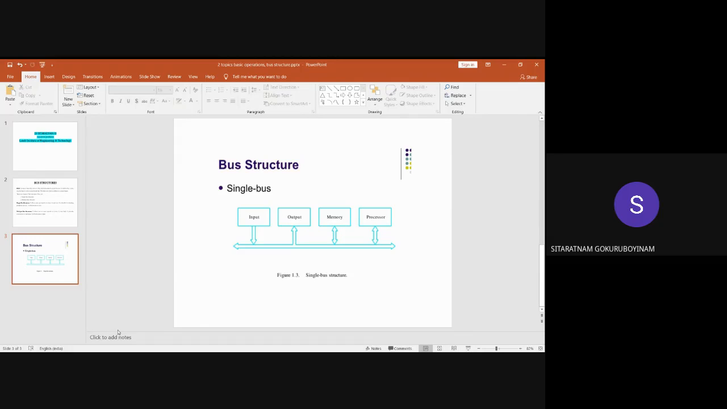So this covers the bus structure and the different types of buses, like single bus structure and multiple bus structures. Okay, thank you.